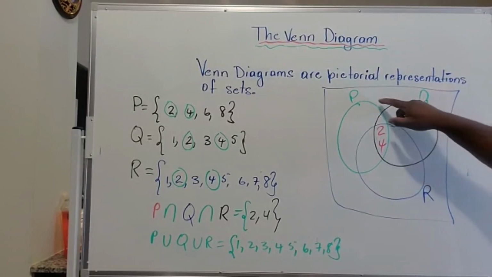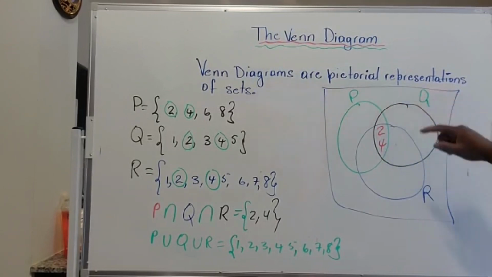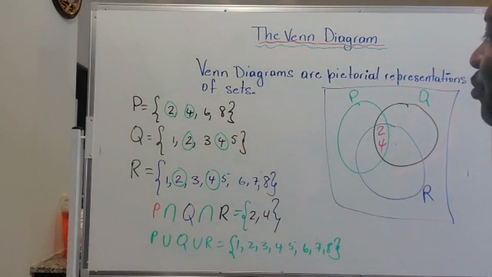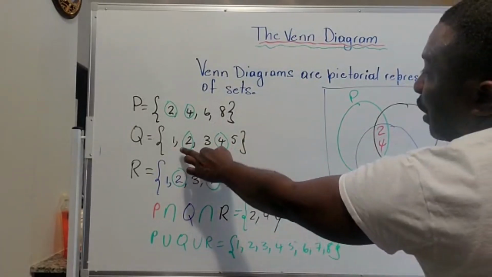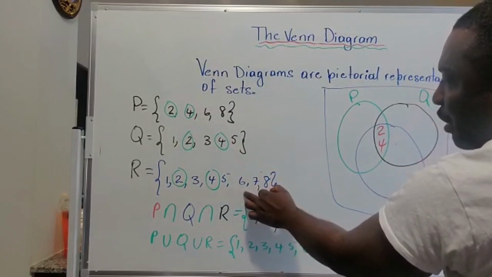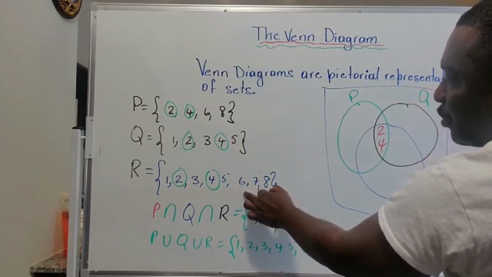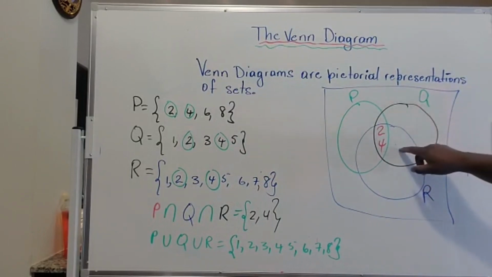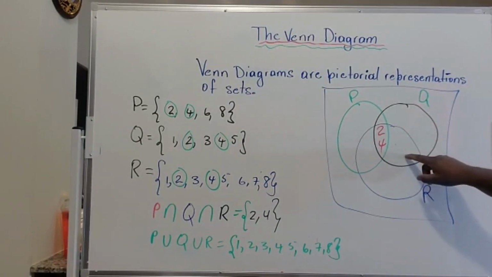What's the intersect between P and Q? Are there any other elements that are only in P and Q? Do we see any elements that are just in P and Q and not R? No.